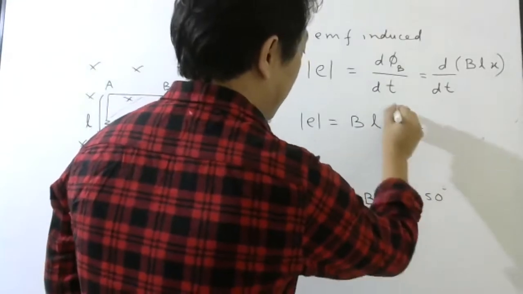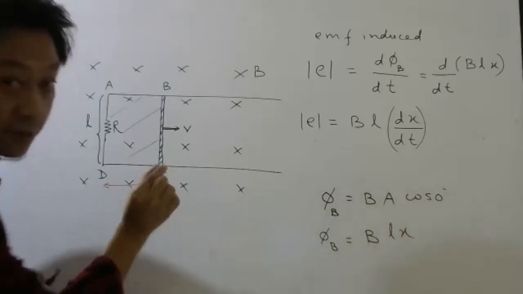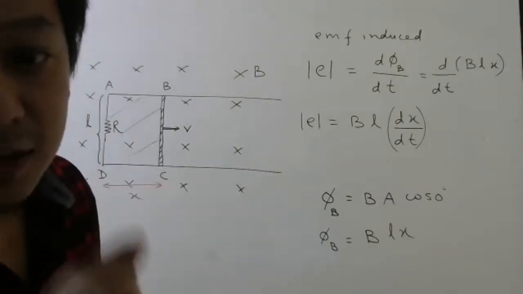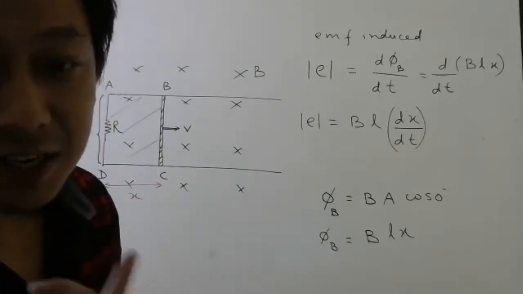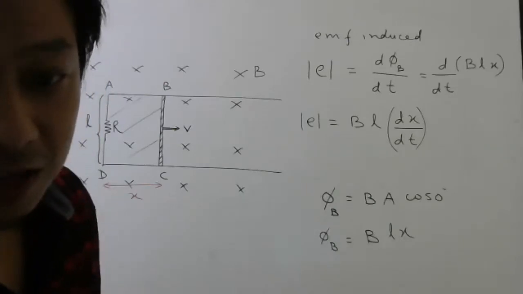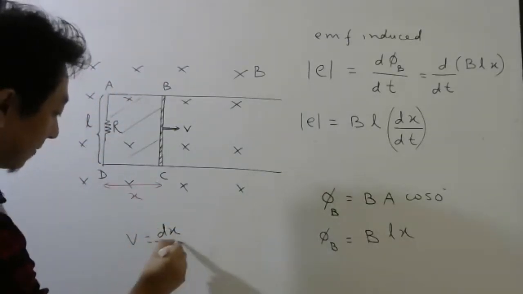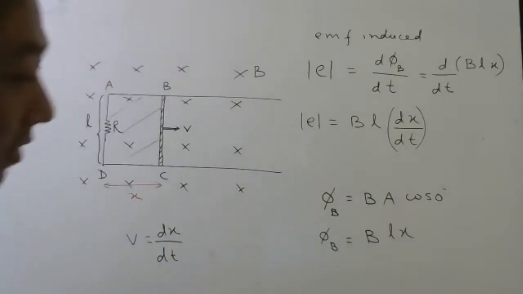What is dx by dt? Dx represents a small displacement. Dt represents the small time taken. Small displacement by small time taken is nothing but the instantaneous velocity. Not dv, instantaneous velocity. Velocity is dx by dt. Not dv, v it will be.